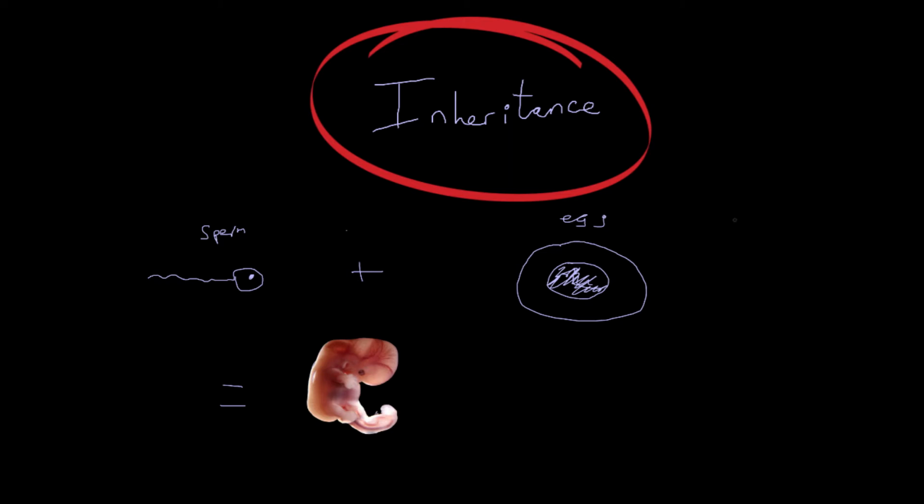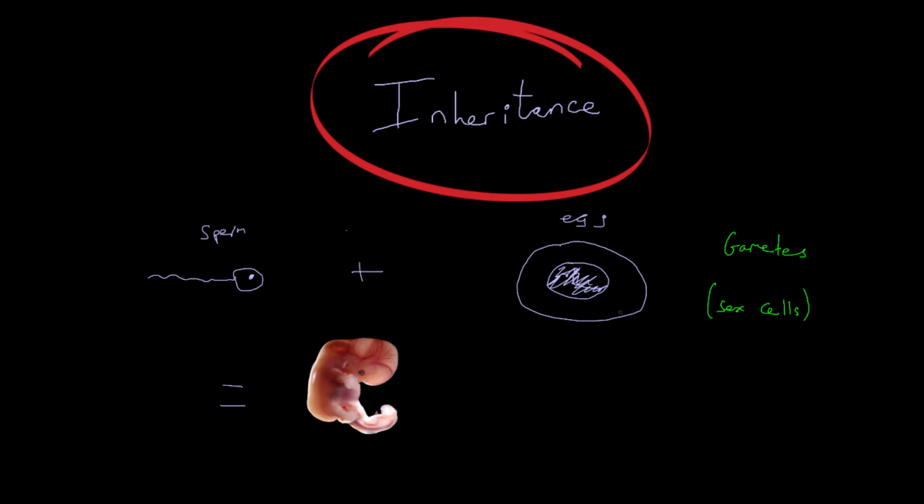Now, the sperm and the egg are collectively known as gametes. Gametes is just a word for sex cells. So the female sex cell is the egg, or the ovum, it's sometimes called, and the male sex cell is the sperm. Now, each one of our egg and our sperm contain half the amount of DNA which is needed for a full human being.